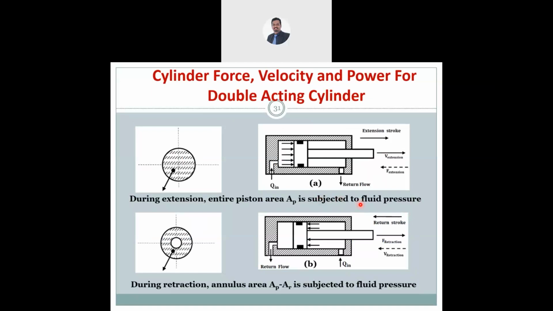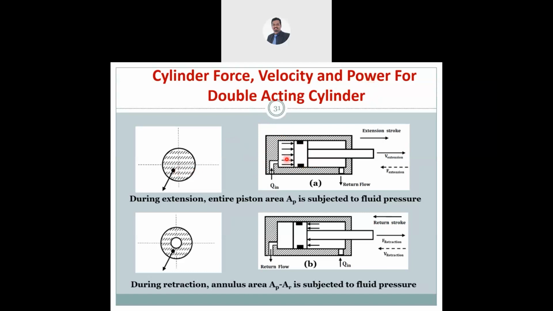Then cylinder force, velocity and power. This is the exposed area. So it depends on the cylinder also. You are calculating because it's related to fluid. Our fluid for pneumatic is compressed air. So compressed air has force, it has velocity, and it has its own power.